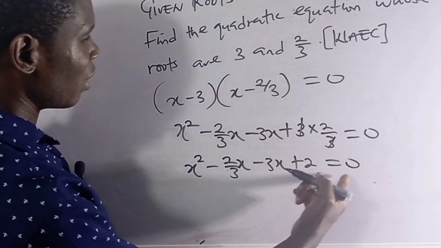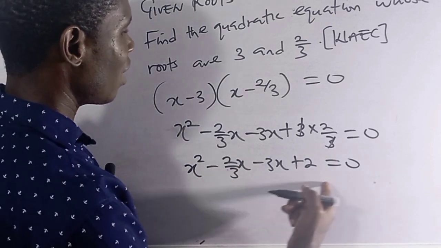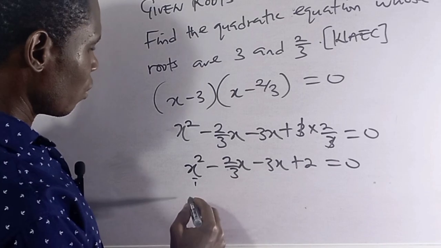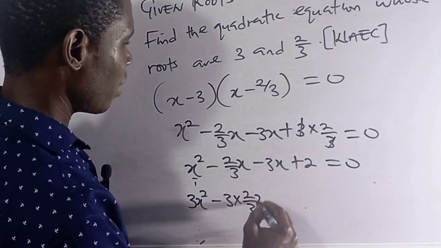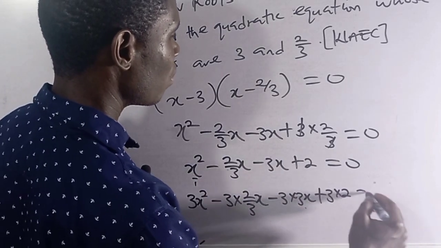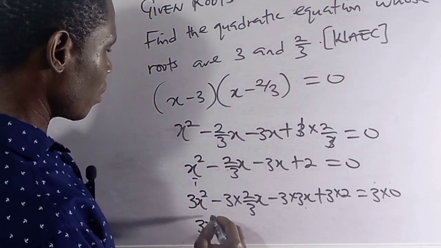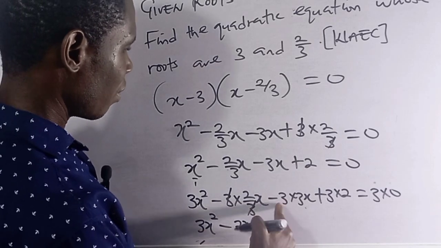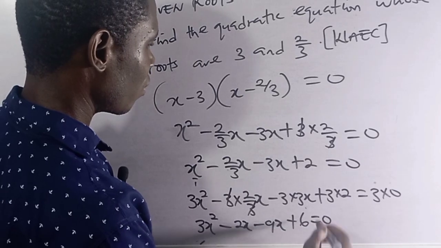But here we still have an equation with a fraction, and we clear the fraction by multiplying each term by the LCM of the denominators, which is 3. So this becomes 3x squared minus 3 times 2 all over 3x minus 3 times 3x plus 3 times 2 is equal to 3 times 0. So here we have 3x squared, minus 3 will cancel 3, 2x. 3 times 3 is 9, minus 9x plus 6 is equal to 0.